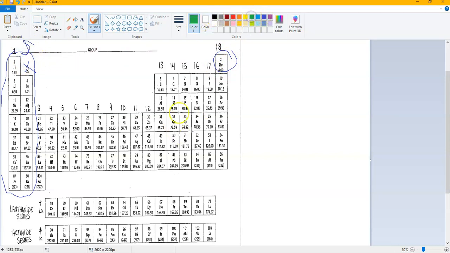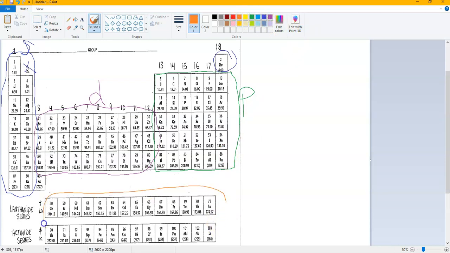And then the groups 13 through 18, except for helium, these guys represent the p orbitals. Okay, that's where these guys' electrons go into the p orbitals. And I'll show you more of what that looks like in a bit. And then the transition metals, these are the d orbitals, or the d block. And then we have the f block right down here with the lanthanides and actinides.